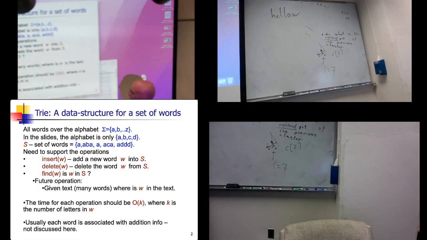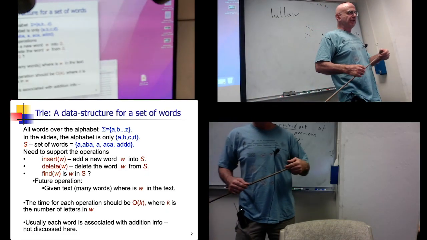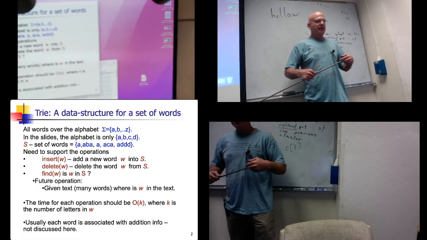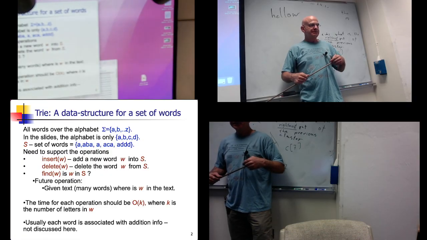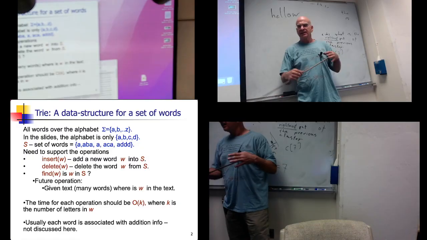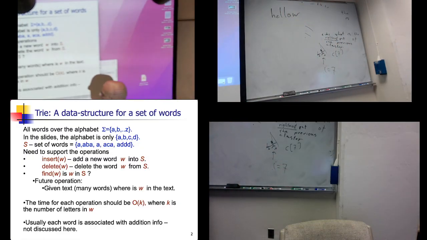Now, for these three operations, I can use a hash table to solve them, and actually a hash table is likely to perform faster than a trie, but asymptotically it still will be the same. I'll explain why.